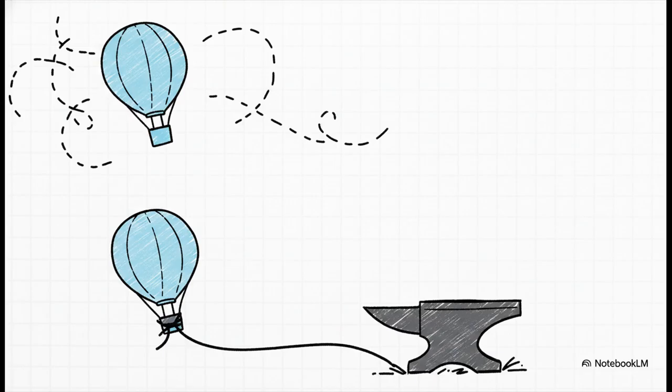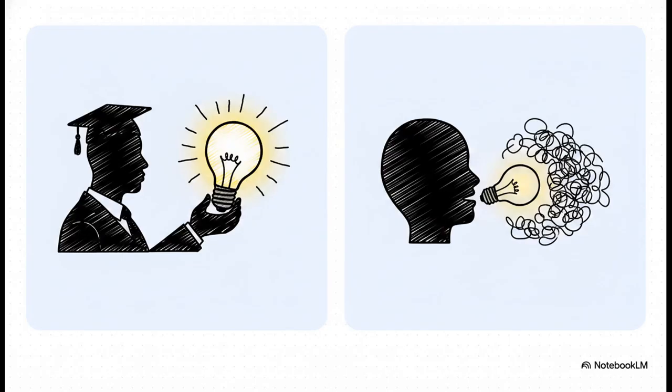Context is the anchor. Context is the environment, the background, the whole surrounding situation that grabs a piece of raw, floating data and pulls it down to earth, turning it into something we can actually use to make a solid decision. Think about the human experience for a moment. We do this instinctively every single day.